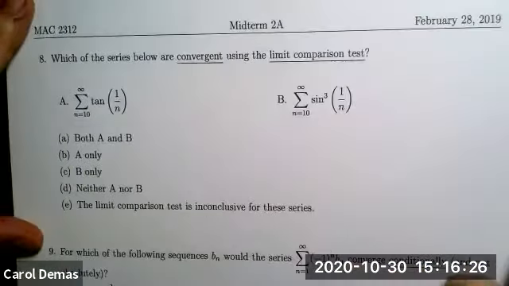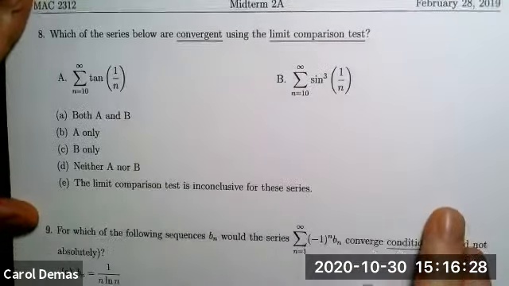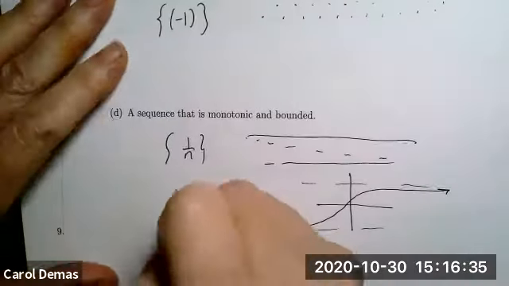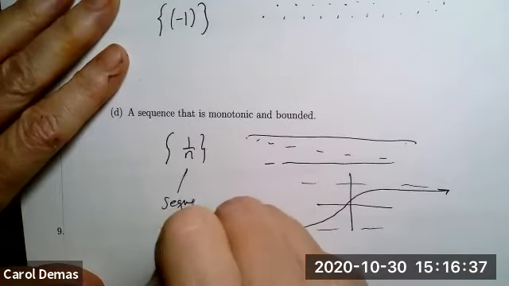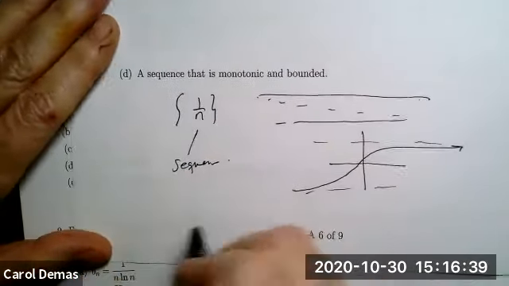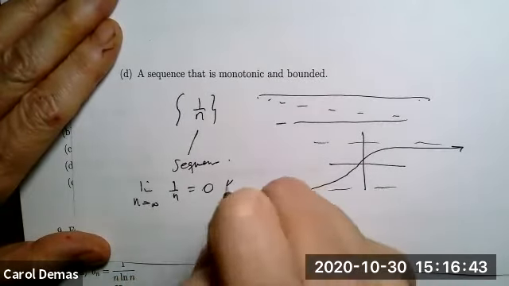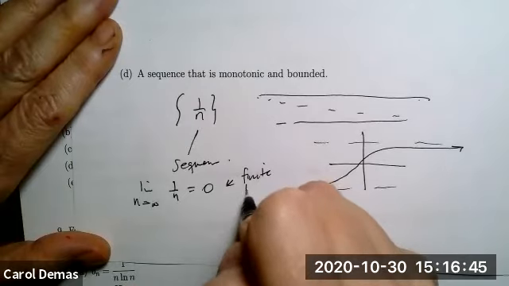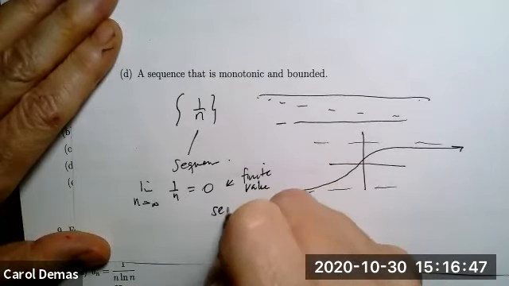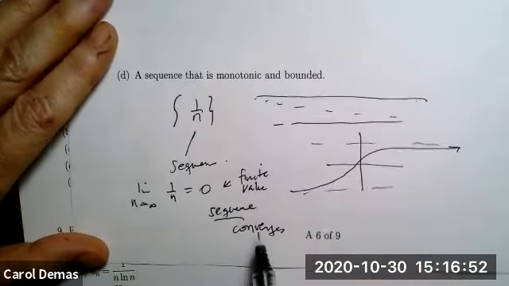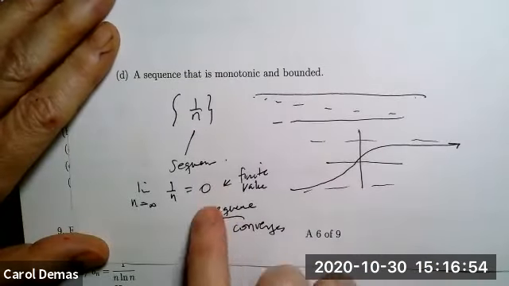Okay, now multiple choice. Monotonic and bounded has to converge. And this is a sequence. The sequence converges if it's a finite value in the limit. The sequence converges, the series doesn't.